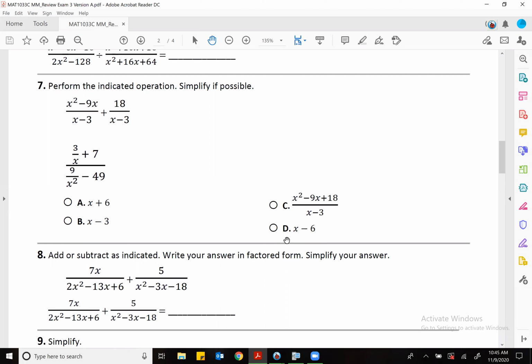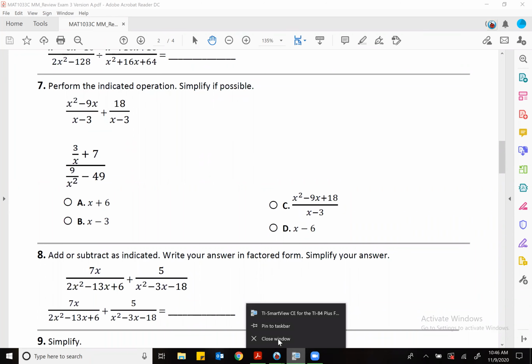Okay, you're back. Again, on to some other problem time. Problem 8 now. Okay, so you guys can see problem 8. All right. So we've got 7x all over 2x squared minus 13x plus 6, plus 5 all over x squared minus 3x minus 18.